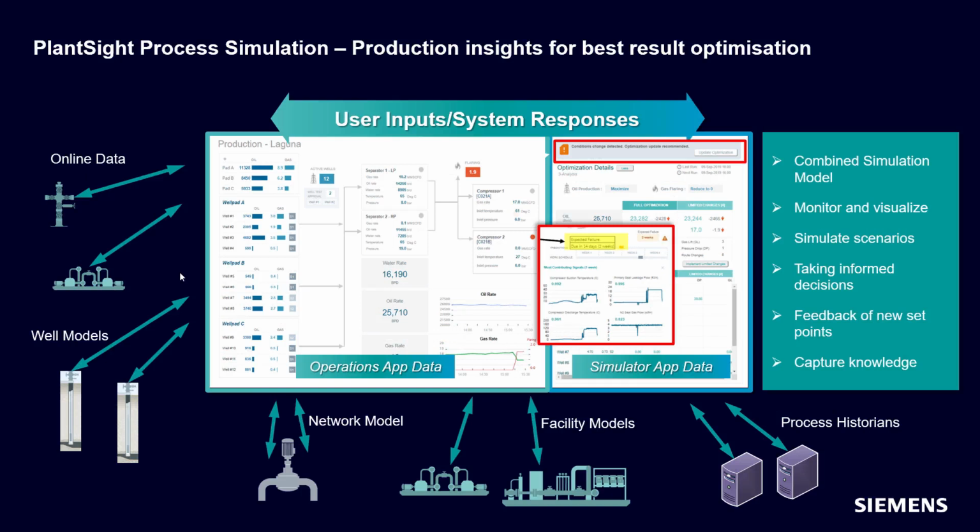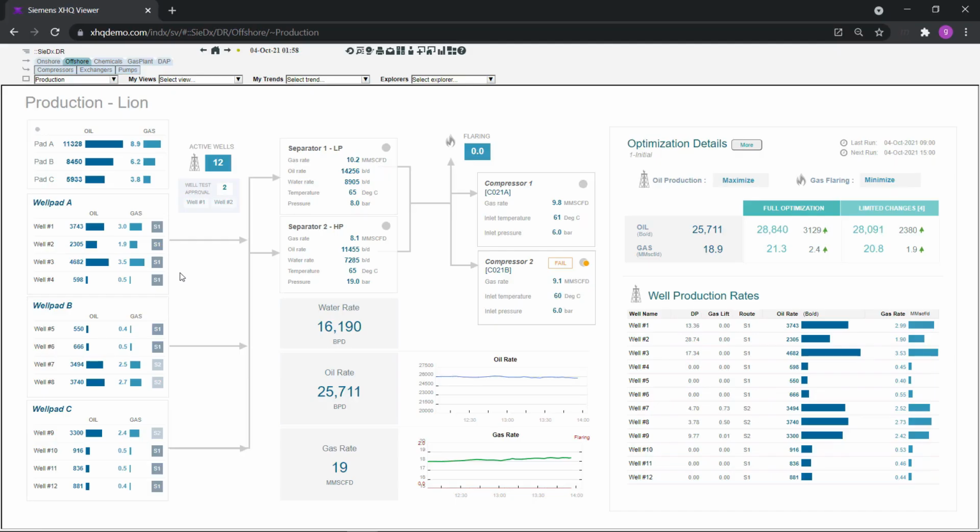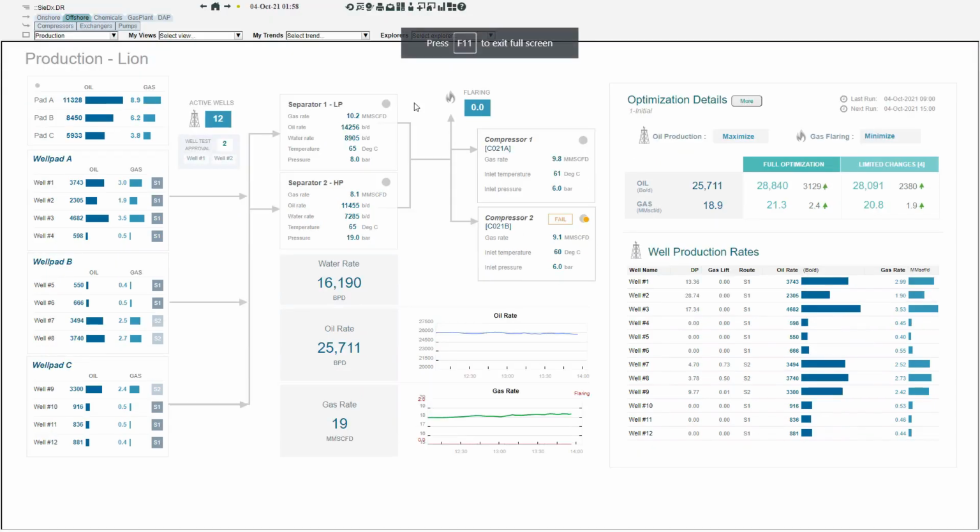Now I would like to show another case, for process simulation. Here we show how an analytic solution can be integrated with the operational intelligence. Siemens PSE provides the technology solutions and services for process simulation and production optimization, which is used by PLANTSIGHT.